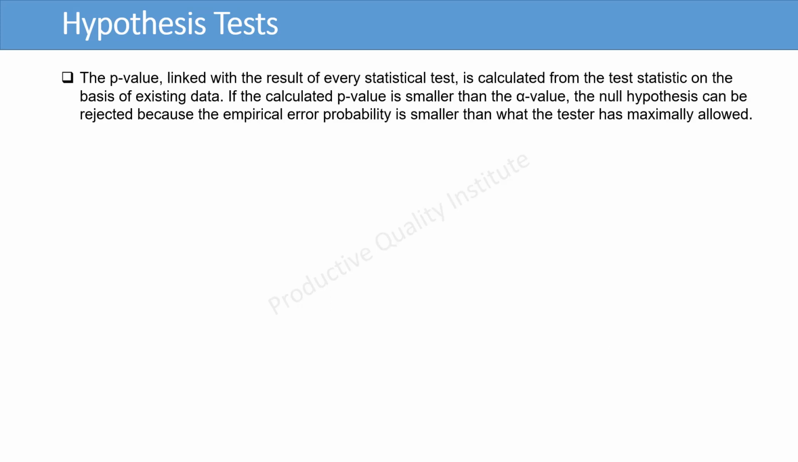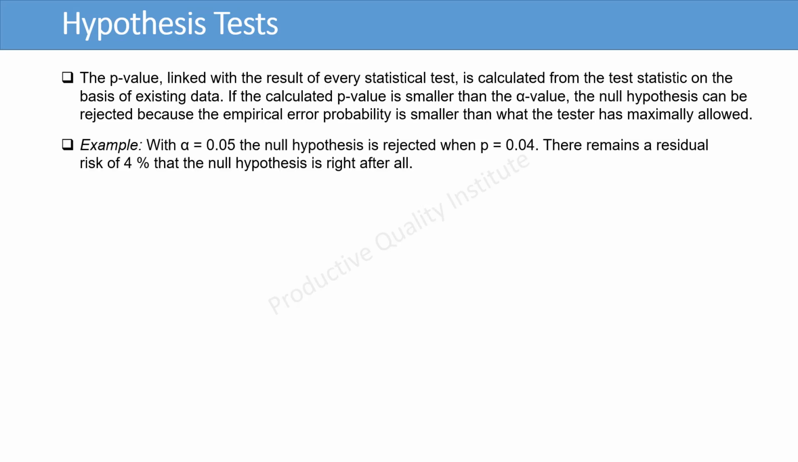The p-value, linked with the result of every statistical test, is calculated from the test statistic on the basis of existing data. If the calculated p-value is smaller than the alpha value, the null hypothesis can be rejected because the empirical error probability is smaller than what the tester has maximally allowed. Example: with alpha equal to 0.05, the null hypothesis is rejected when p is equal to 0.04. There remains a residual risk of 4% that the null hypothesis is right after all.